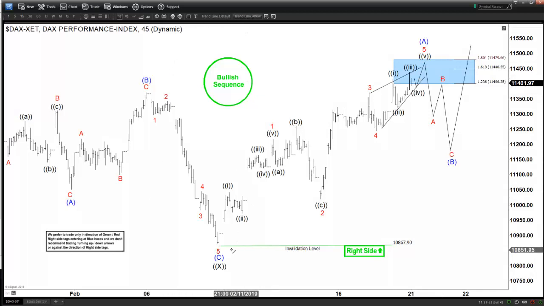Then we should be ending the 5 with up and ending with A, and then from there we should get a pullback with B in the sequence of 3, 7, 11 swing. So we are showing an ABC pullback here as 3 swings, and as long as the pullback stays above the 10,867 low, the invalidation level, we expect the index to extend on the upside.